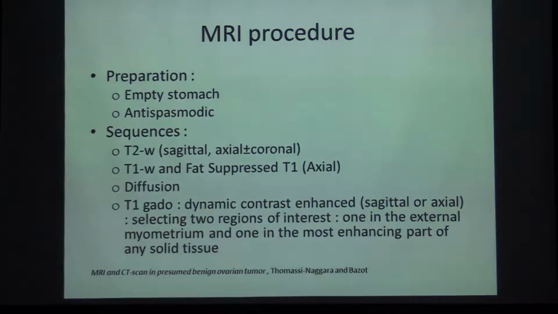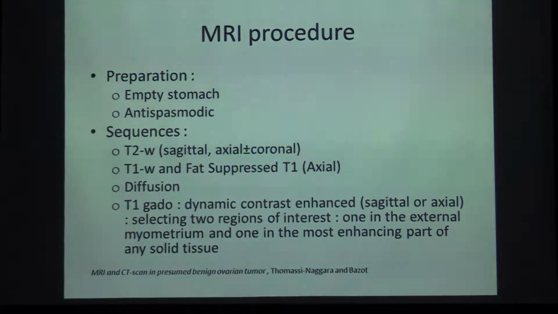The MRI procedure. The woman must be on an empty stomach and she gets an antispasmodic. The sequences are T2, sagittal, axial, and more or less coronal. How is the morphology of the tumor? Is there fibrous tissue? T1 and fat-suppressed T1 axial. Is there blood? Is there fat? Diffusion. If the ADC is high, a malignant tumor is not suspected.